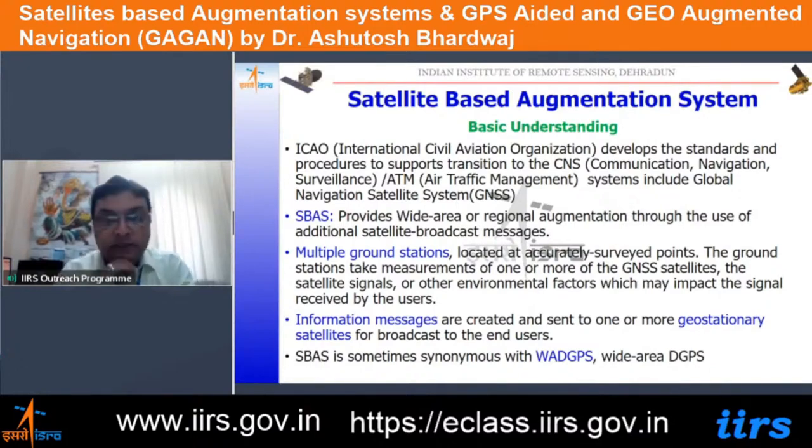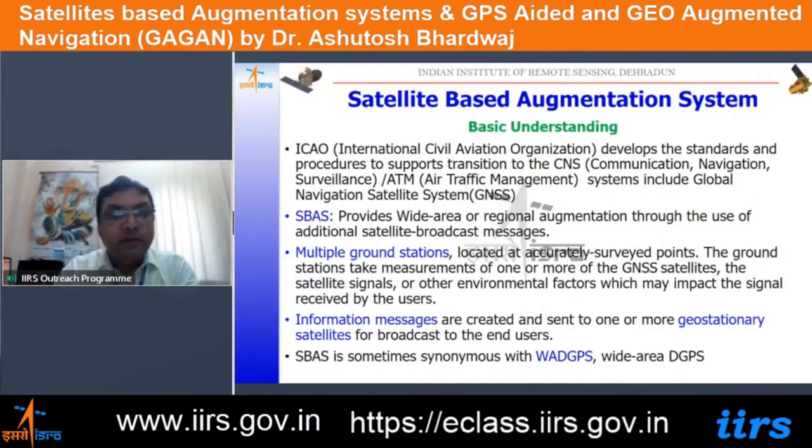So GNSS standalone accuracy is 10 to 20 meters, as we understood. If we are doing the DGPS survey, then also with the best of our methods, we are getting the 20 centimeter or so accuracy. This 20 centimeter accuracy of GNSS is with respect to the satellite laser ranging systems. That is the way to qualify it actually.